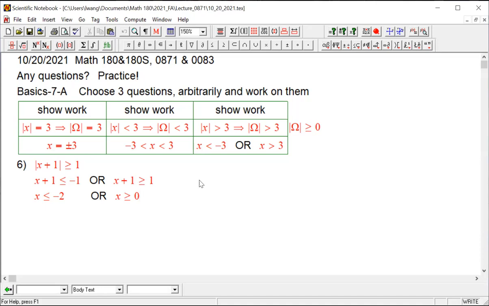If I were to grade your work, this piece is worth 1 point, 1 point, 1 point. So this piece, we have 3 points. The next step typically would be 2 points. That's a typical way I grade your work. Okay, here are the common mistakes.